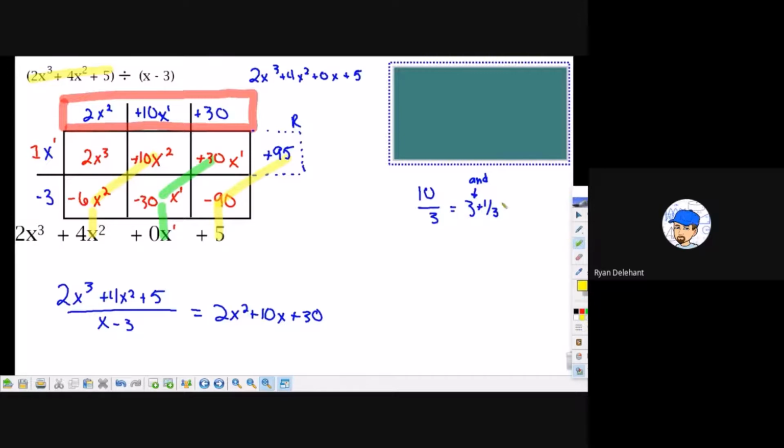We need to write this remainder the same way. So we're going to put a plus symbol over here, and it's going to be a fraction. The top part of it comes from the remainder itself, so the top part is going to be that positive 95. Where did the 3 come from in this original division? The 3 came from our divisor. So what are we dividing by up here? We're dividing by x minus 3.